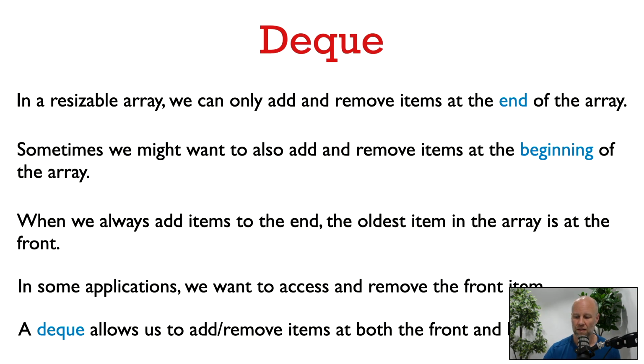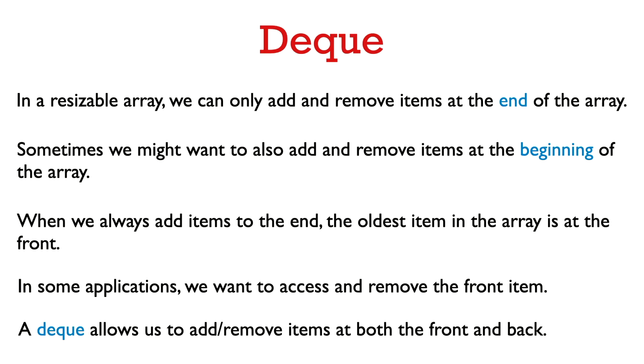The final sequence container we're going to talk about is called a double-ended queue, or a deque. You can remember it's pronounced like a deck of cards. A deque is an extension of the resizable array abstract data type. We can still access and modify elements by their index and add elements to the end of a deque. But in a deque, we can also add and remove elements at the beginning.